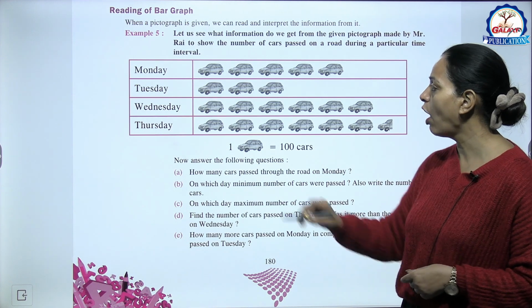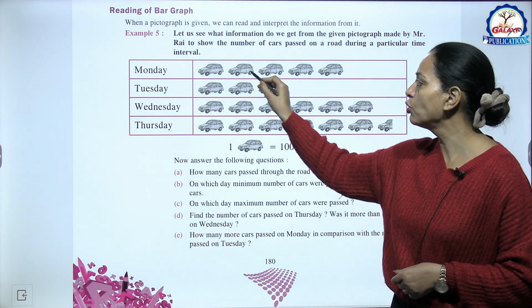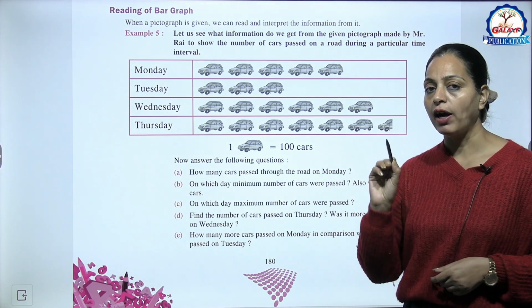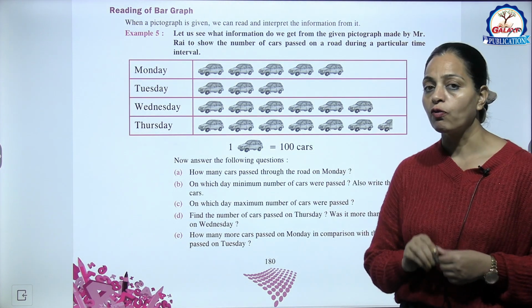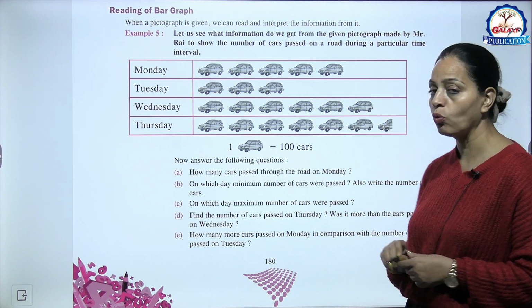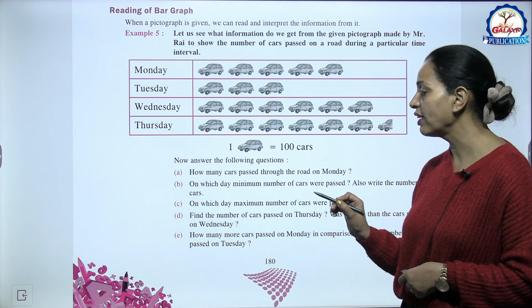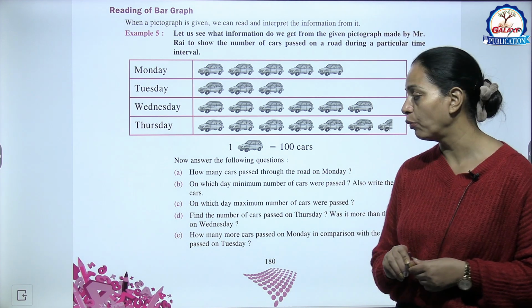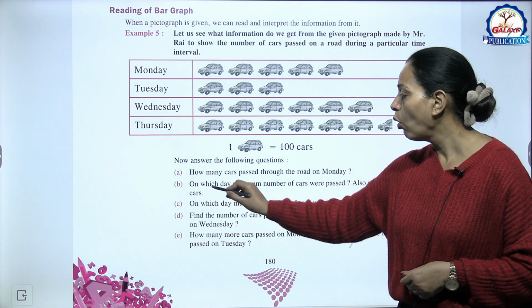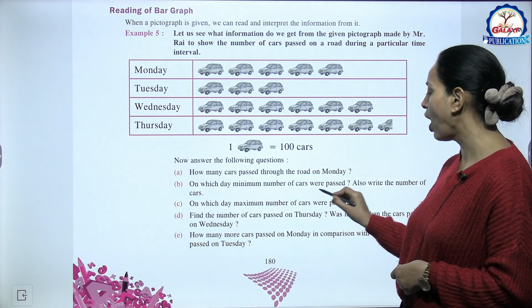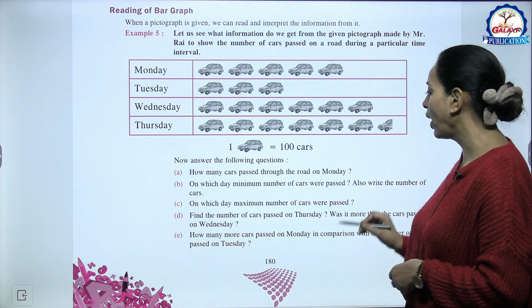So Monday, see how many pictures? 1, 2, 3, 4, 5, and 1 means 100 cars. So 500 cars. So what is the answer? Answer is 500. Okay. Now B part, on which day minimum number of cars were passed, also write the number of cars.